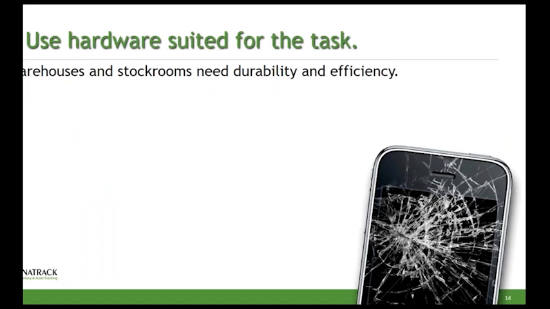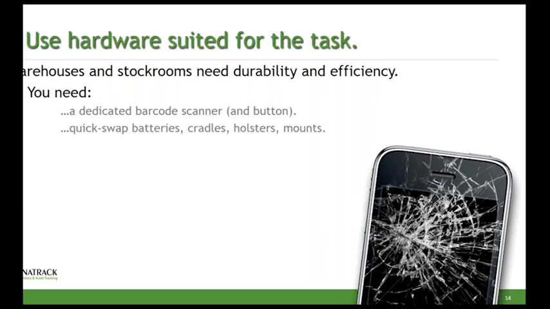And something to keep in mind here is that warehouses and stockrooms, they need durability and they need efficiency. So we think what you need is a dedicated barcode scanner and a button. So if you've seen these devices before, you understand that what they have is 1 or 2 or 3 buttons, depending on what it is. It's always within either your fingertip or your thumb's reach to be able to say, I want to turn on the scanner, not I want to wind up using a camera. If you've ever tried that experience while trying to scan a barcode with your phone, you know that that's fine if I'm just doing it occasionally, but if you're going to do it quite a bit, it gets to be quite frustrating.